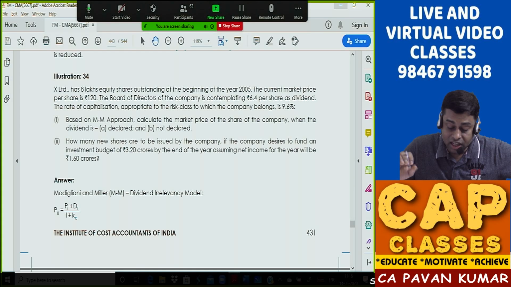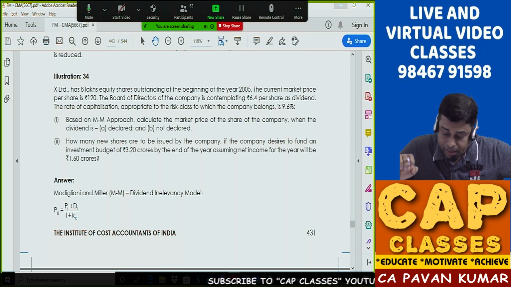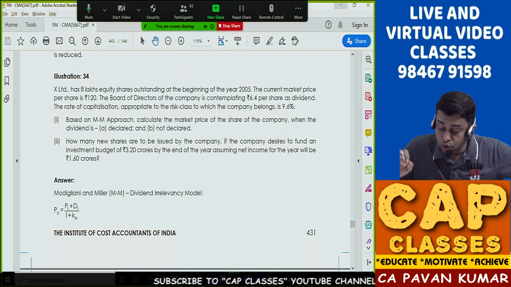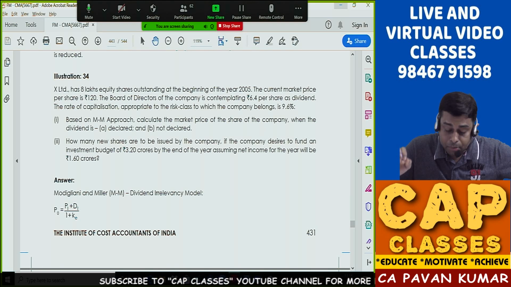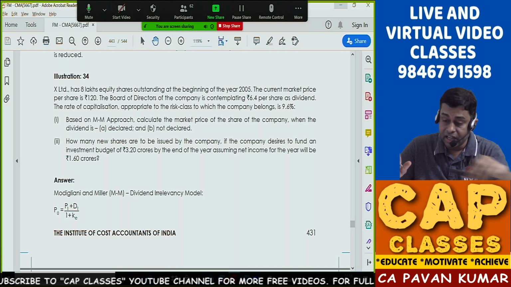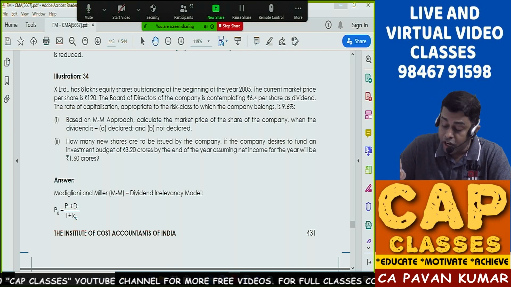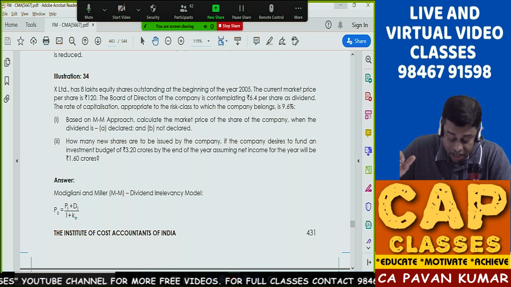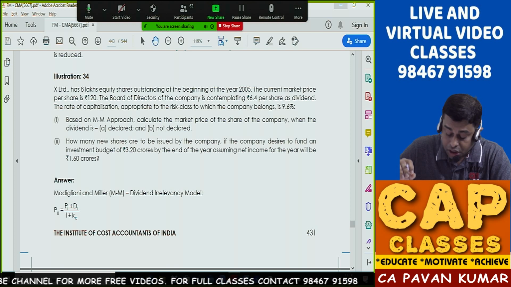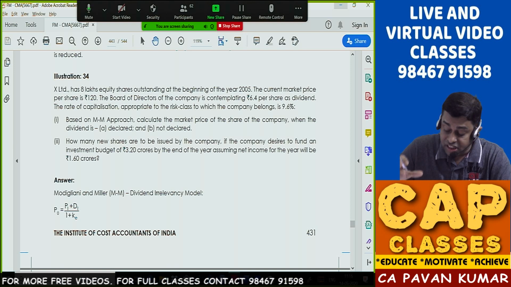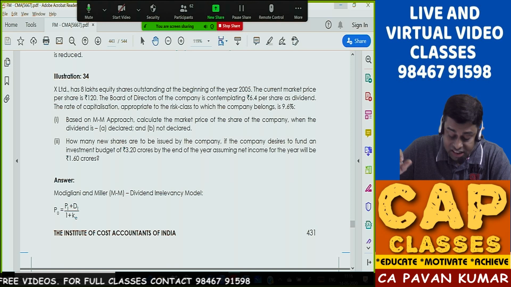So let us start with illustration 34. X Limited has 8 lakh equity shares outstanding at the beginning of the year 2005. The current market price per share is rupees 120. The board of directors of the company is contemplating 6.4 rupees per share as dividend. The rate of capitalization appropriate to the risk class to which the company belongs is 9.6%.